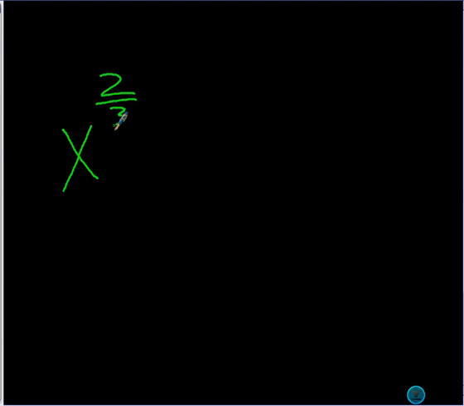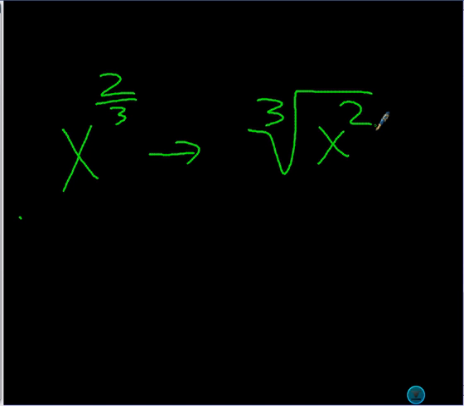x to the 2/3. Rational exponents. That is the same as the cube root of x squared. We didn't work with the radicals. The idea of rational exponents is that you don't need to work with the radicals. It makes it so much easier, typically, than doing the radicals. Okay? So, nothing changes with the rules.